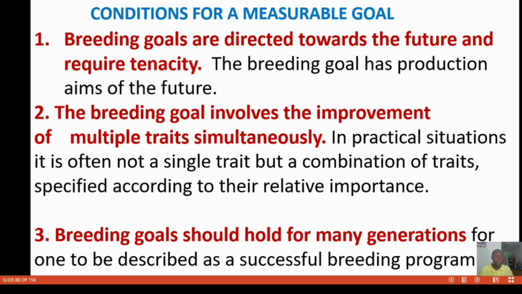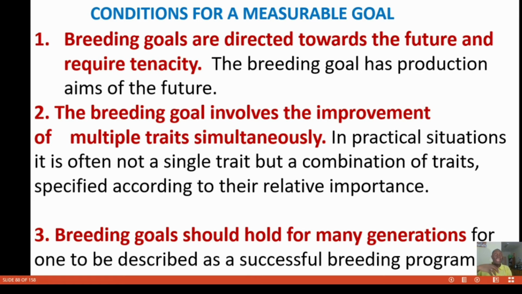Breeding goals should hold for many generations for one to be described as a successful breeding program. This is why, really, that goal is not measurable if, for example, the material a breeder has or the cultivar a breeder has developed will end up being vulnerable in a short period of time, falling to the incongruencies of the biotic stress or abiotic stress. Then really, that goal cannot hold for many generations.